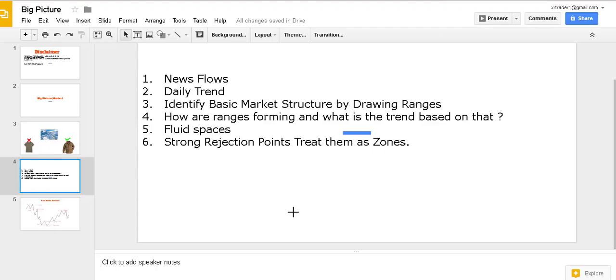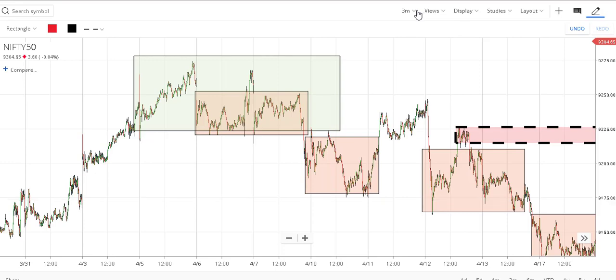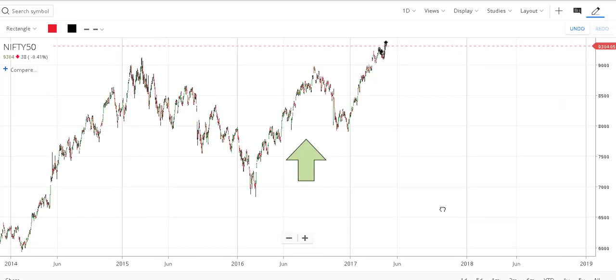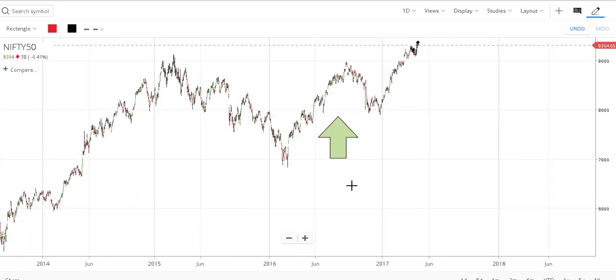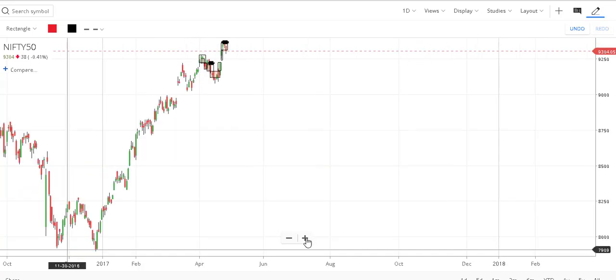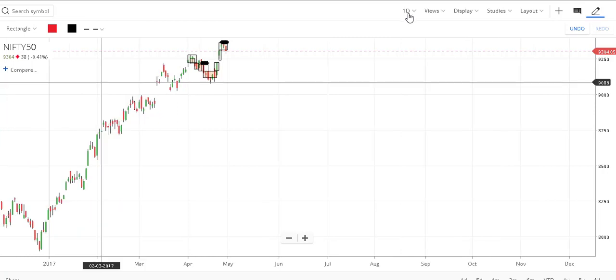I'm just opening a Nifty chart here, and I'll place it to a daily trend. First thing you need to do, once you ascertain that there are no news flows, is see what the market is doing. If you look at it, the market is on an uptrend if you look from the daily candles, right?